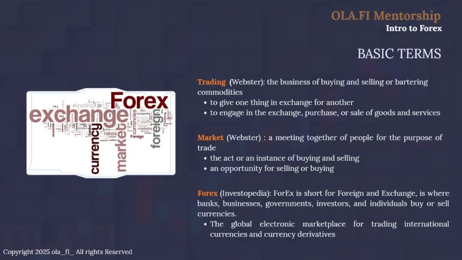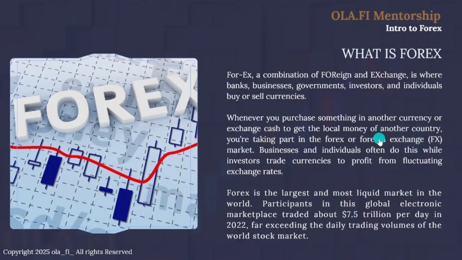So Forex is where banks, businesses, governments, investors, and individuals buy or sell currencies. The global electronic marketplace for trading international currencies and currency derivatives. Later on, we'll understand what a derivative means. So Forex is a combination of foreign and exchange, where banks, businesses, governments, investors, and individuals buy or sell currencies. Whenever you purchase something in another currency or exchange cash to get the local currency of another country, you're taking part in the foreign exchange market.